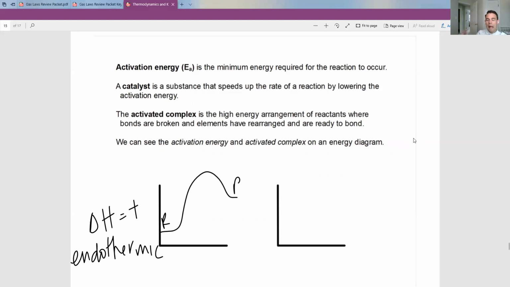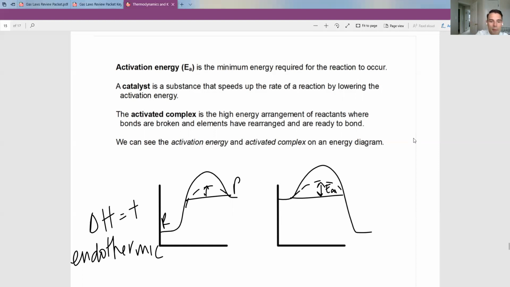And if we had a catalyst, what it ends up doing is it lowers this hump. So now my activation energy has just gotten smaller. And over here, it would look like this. So we can see our E sub A, the activation energy, would be smaller, allows the reaction to occur faster.